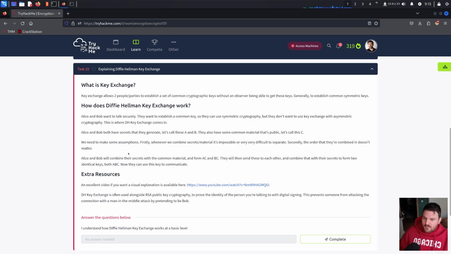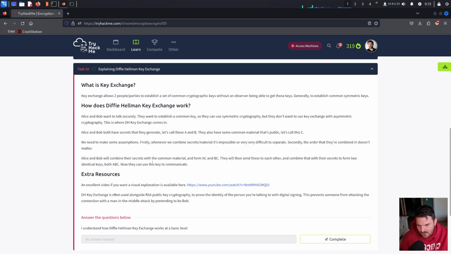We need to make some assumptions. Firstly, whenever we combine secrets or material, it's impossible or very, very difficult to separate. Secondly, the order that they're combined in doesn't matter.